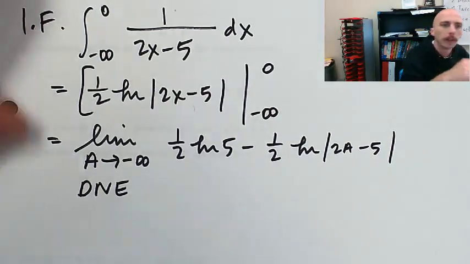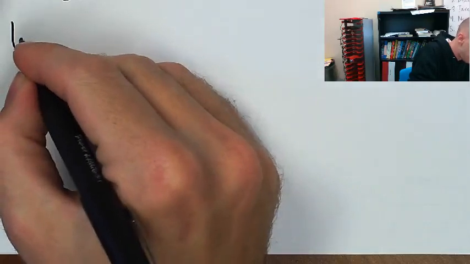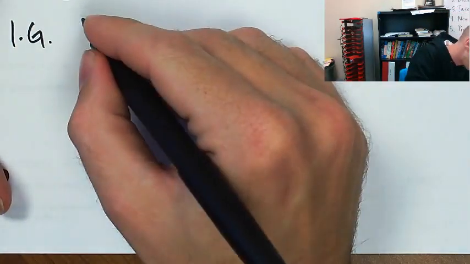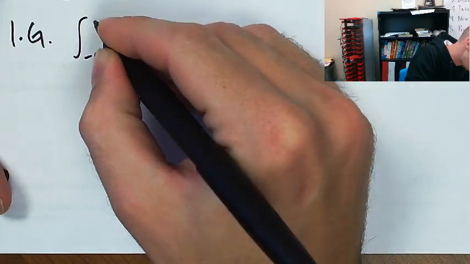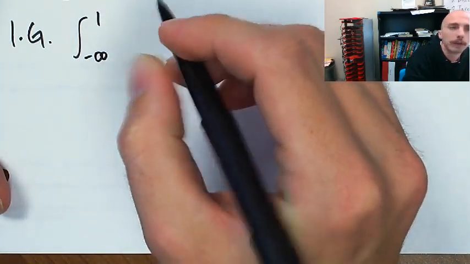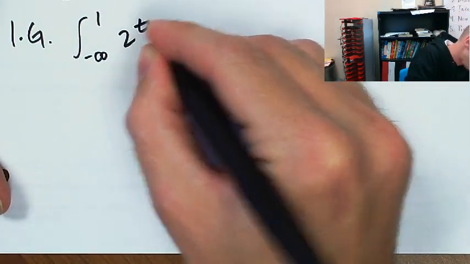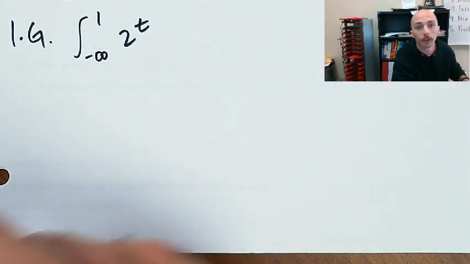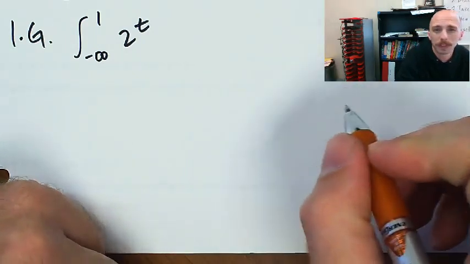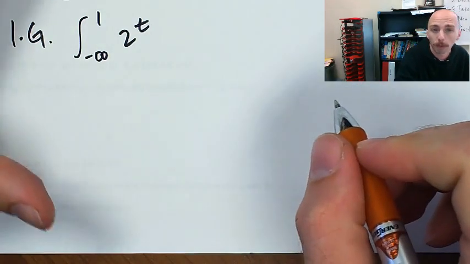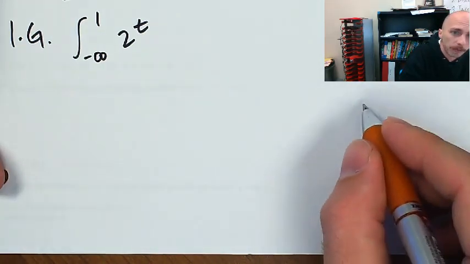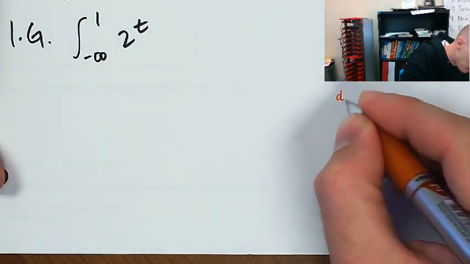What's the next one? Oh, yes. Now this is something we have not seen in a while, but this is part of AP Calculus. And you need to be at least aware of it. Negative infinity up to 1 of 2 to the t dt. That's one that we need to know. I've shown you why this is true in the past, so I'm going to refrain from doing that. And instead, I'm just going to remind you of the formulas.